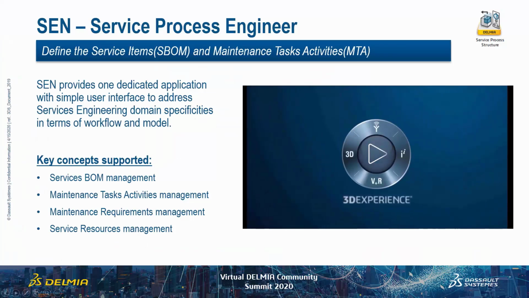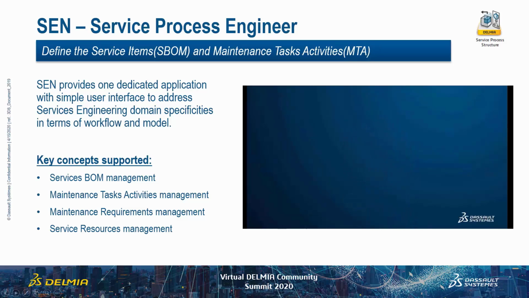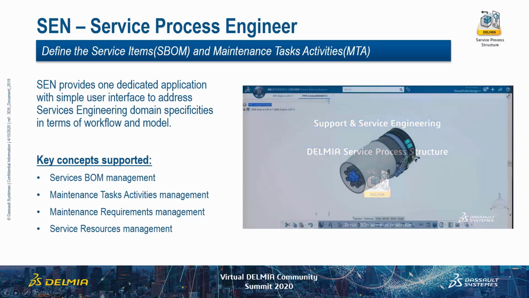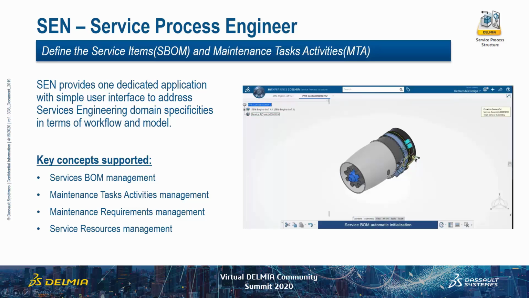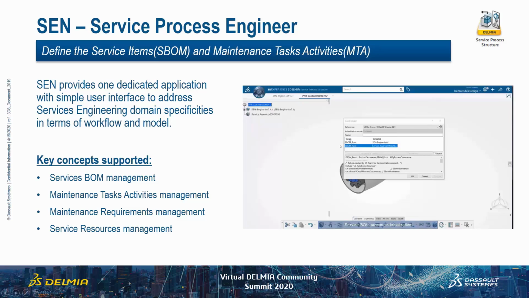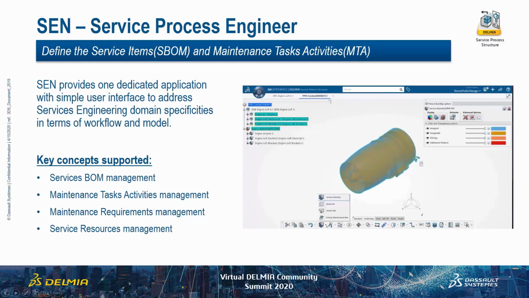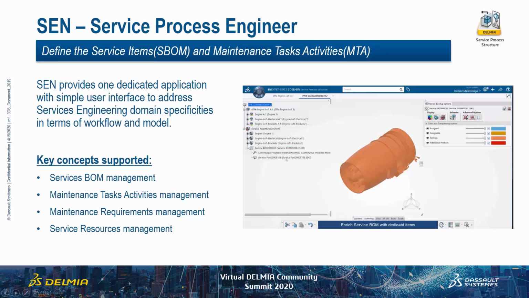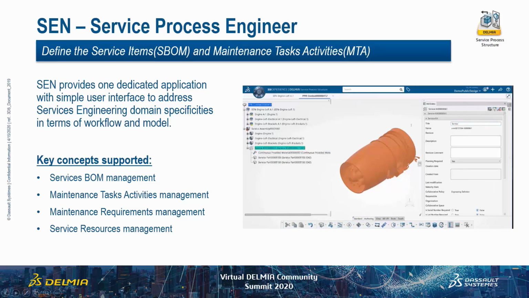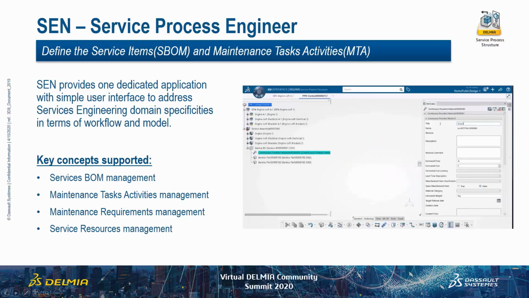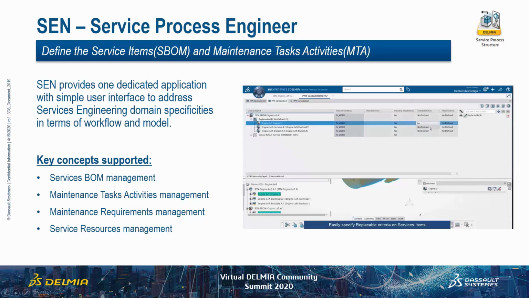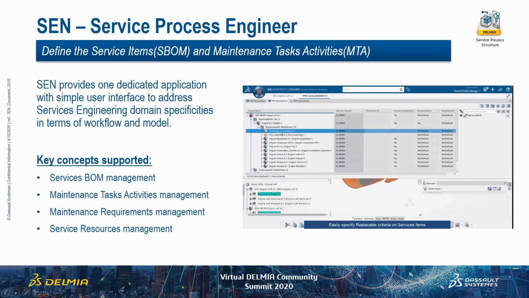So to provide you a little bit more detail about this role, here you see a couple of key concepts that are supported, which is basically dealing with one main application called DELMIA Service Process Structure, in which you can, out of a product structure, define your services BOM, maintain it all over time, define out of this services items structure your maintenance tasks, activities, maintain them all along the life cycle, also manage all requirements that need to be consumed, tracked, and you can also allocate service resources to your maintenance tasks.